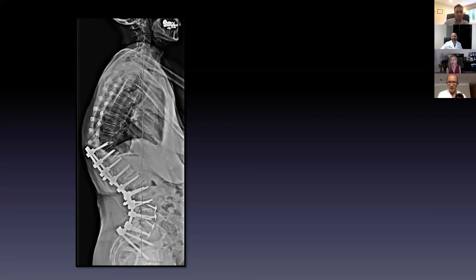So she has a major long construct. I'm assuming it's like a T10 or T9 to pelvis, with L4-5, L5-S1 ALIF, probably done for flat back. I don't know if she had an osteotomy there, and she's developed what looks like proximal junctional failure at the top of her construct. You said it was candida. It was due to infection.